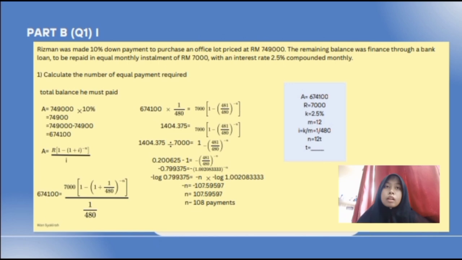107.59597. We multiply by negative on both sides, get N equals 107.59597, and the final answer is N equal to 108 payments.